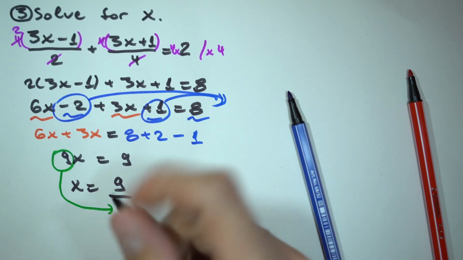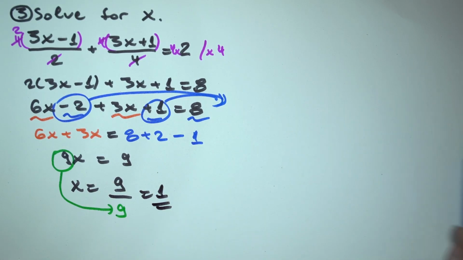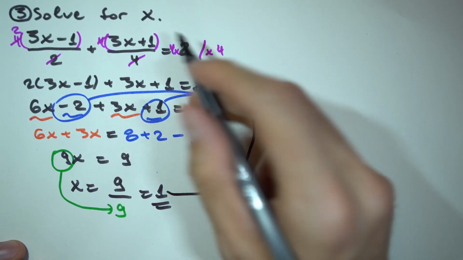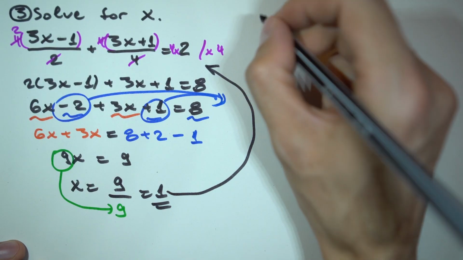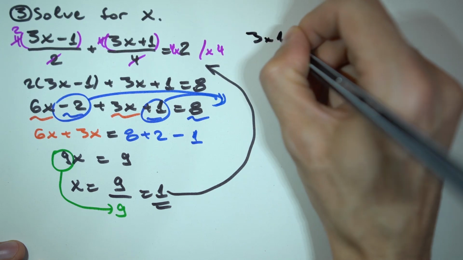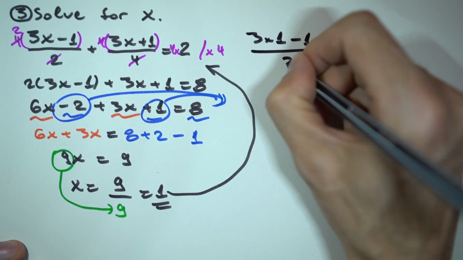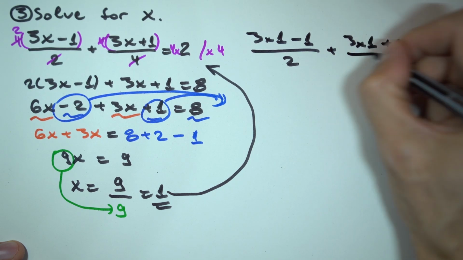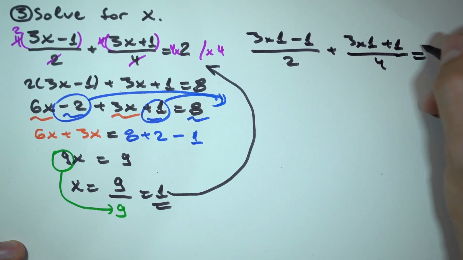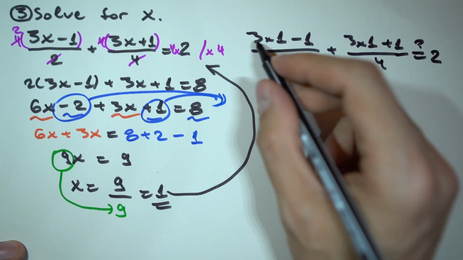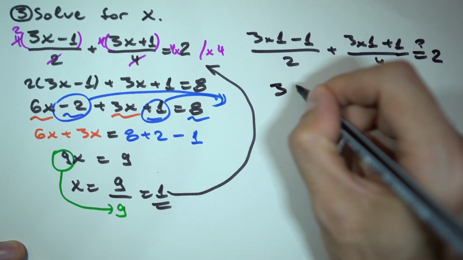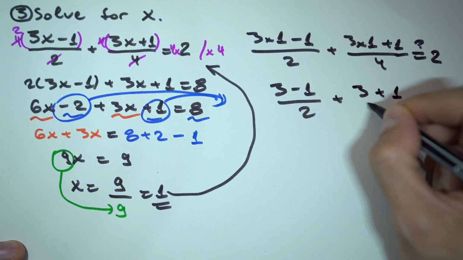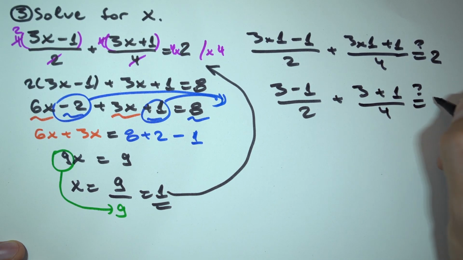Or x equals 1. Now let's check whether this is indeed correct. We take the 1 and plug it into the original equation. We thus obtain 3 times 1 minus 1 over 2 plus 3 times 1 plus 1 over 4, and on the right hand side we still have 2. 3 times 1 is 3 minus 1 over 2 plus 3 times 1 is again 3, this time plus 1 over 4, and we have to check whether this is 2.